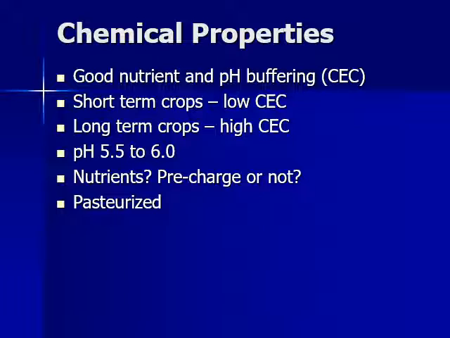We want a pH that's ideal. You know, we don't want a media where we're constantly struggling to bring the pH down to where the plants are happy. Some nutrients are pre-charged into soil, to give you a bit of a starter when you first plant, that's optional. And then, of course, pasteurizing is to make sure that it's sterile. There's no spores from fungal disease or bacteria that could cause problems.